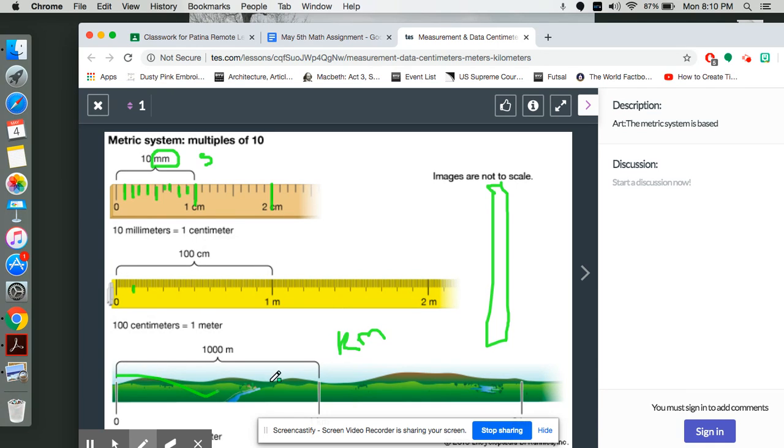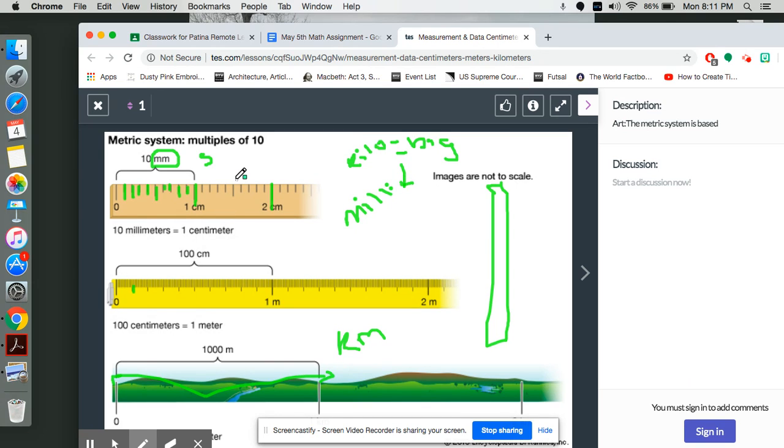A kilometer, you measure big distances with that. Like the distance around a park or the distance of a race. Those are all measured in kilometers. So if it has kilo, kilo means big. So anything with kilo in front of it is a big unit. And anything super, super tiny, milli, is going to be the smallest. So this is our big to small system here.